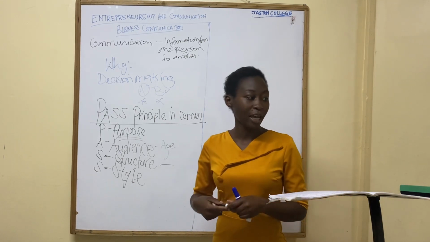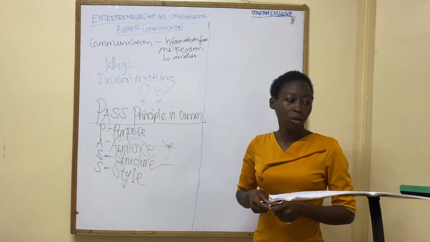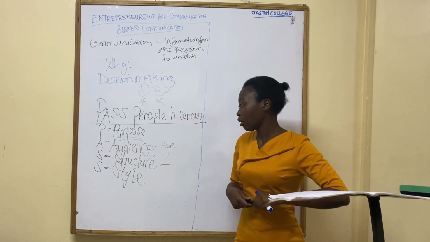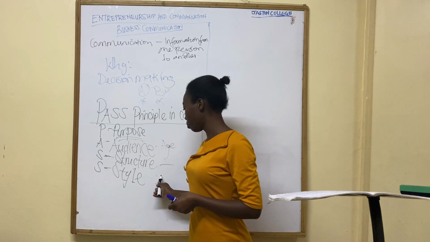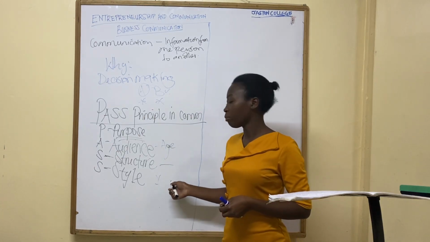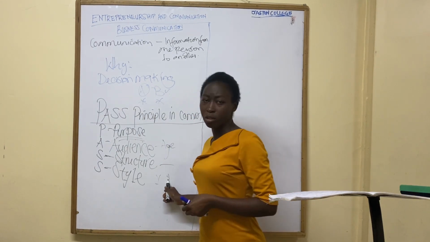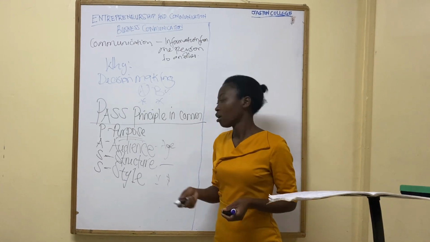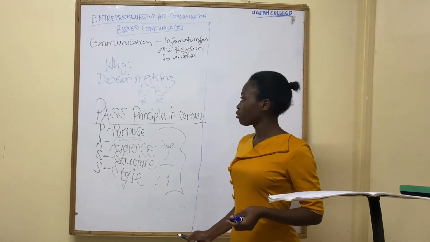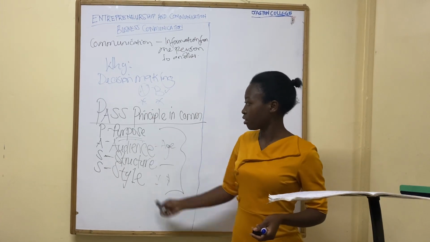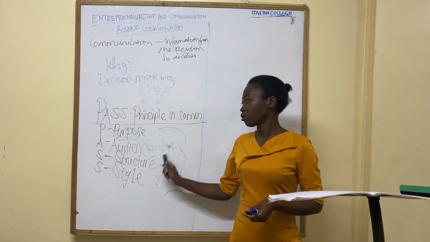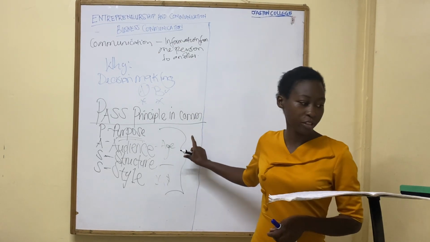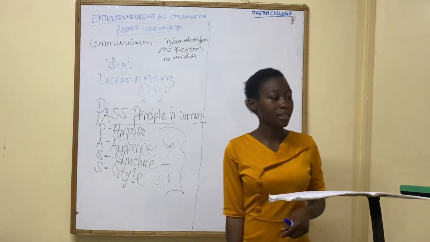We also have the style. How will you structure your language? The style. How will you structure? Will you use verbal communication, or will you use written communication, which is printing of brochures to give your customers? So the PAST principle deals with all these, the four. We have purpose, audience, structure, and the style. So this is basically the PAST principle.